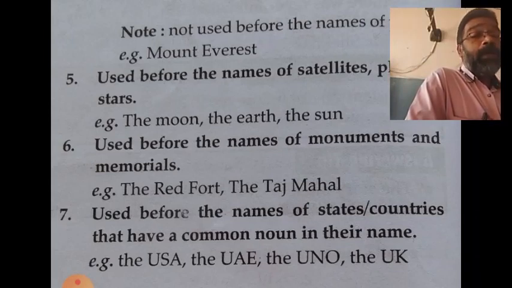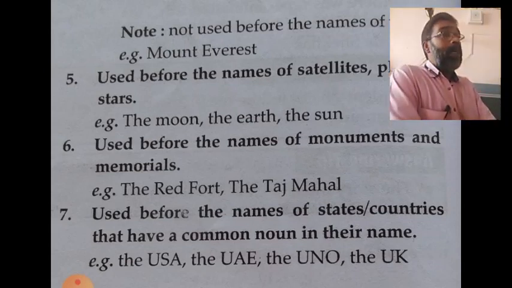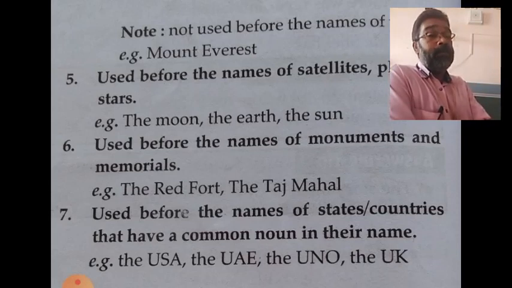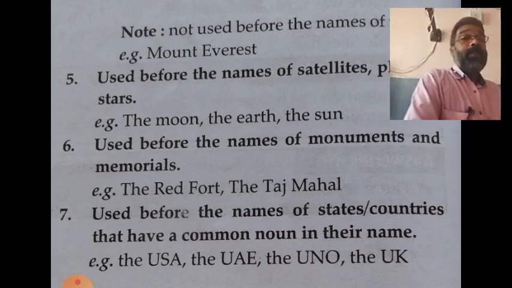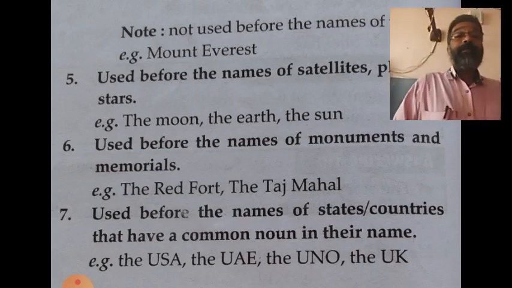The UNO, United Nations Organization. Nations is a common noun. We use the before the UNO. Then the UK, United Kingdom. Kingdom is a common noun. So the UK.